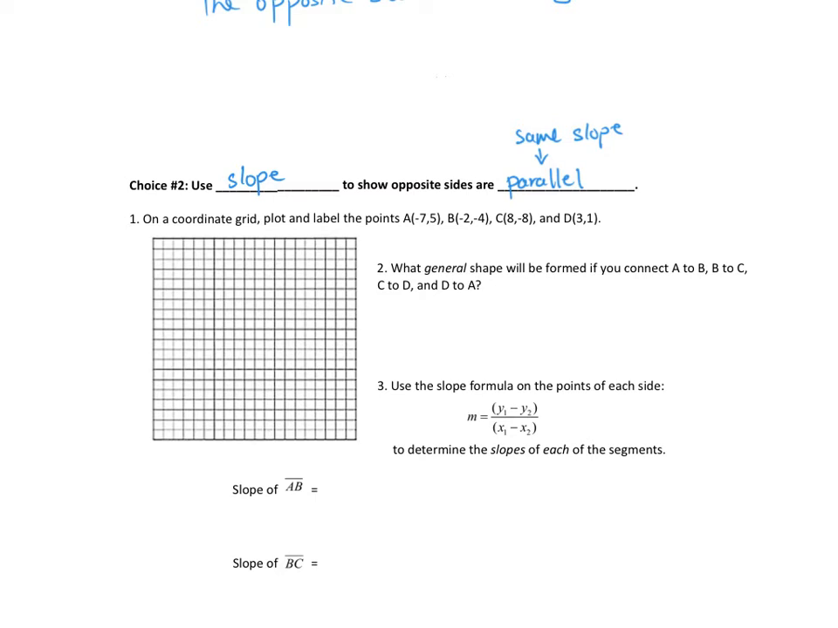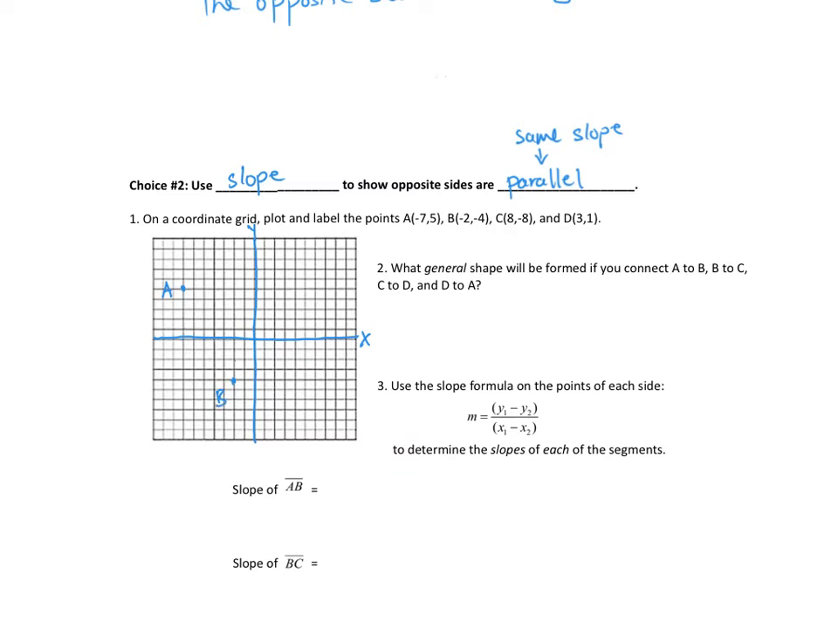So let's see here. Let me try to put my X and Y in the middle. So let's start with A. A is negative 7, 5. So 1, 2, 3, 4, 5, 6, 7. Positive 5. 1, 2, 3, 4, 5. So this is A. B is negative 2, negative 4. 1, 2, 3, 4.